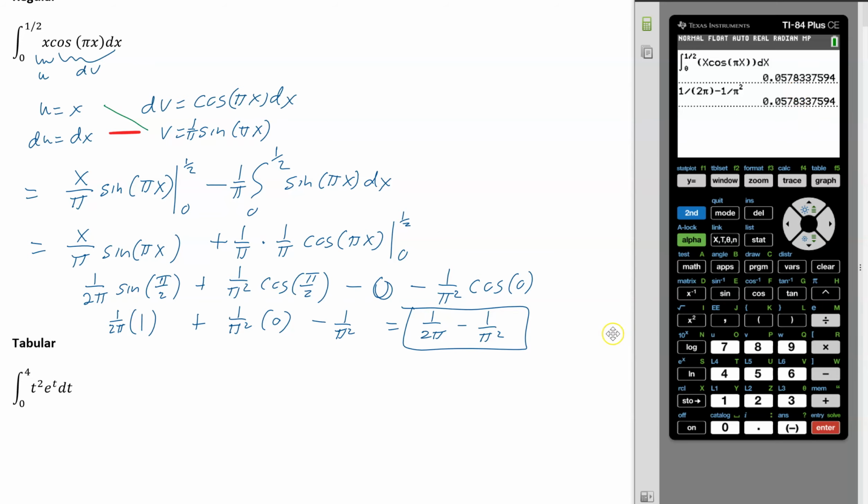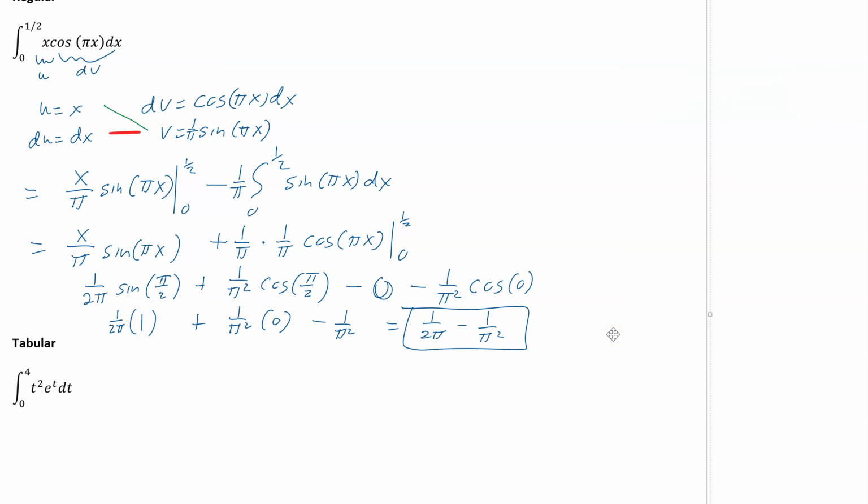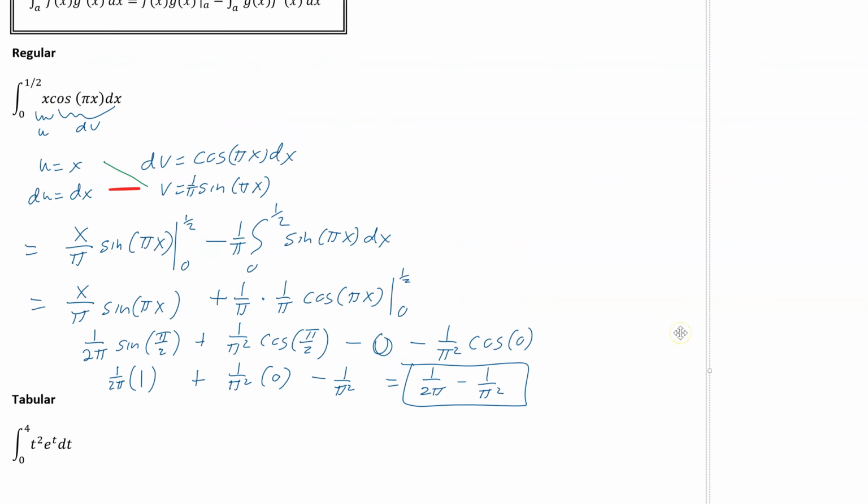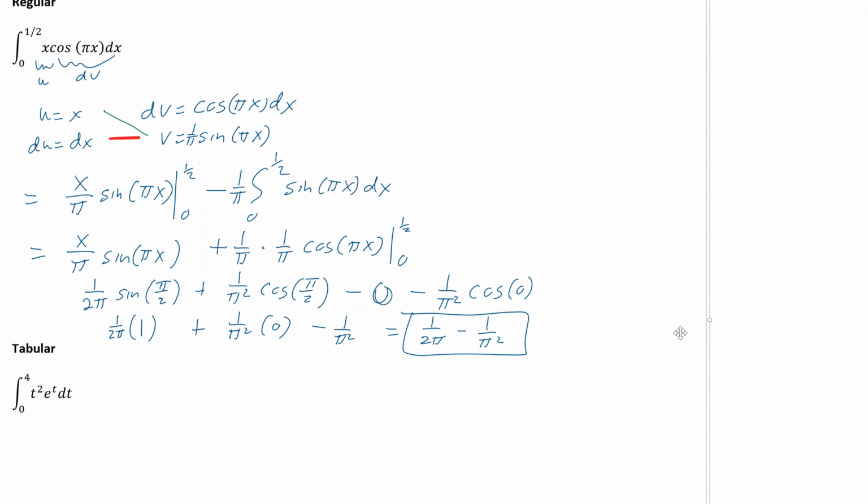Exact same answer. So we're good. There's our answer. All right. Now let's try it with the tabular method. So we did one now with this, but what if you're using the tabular method?